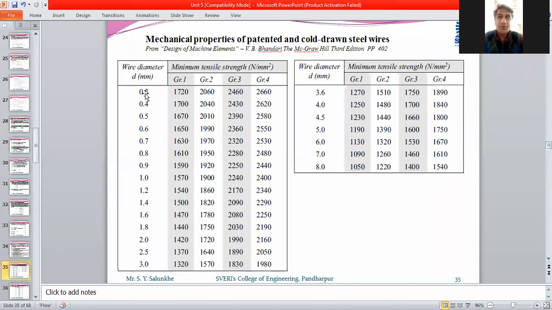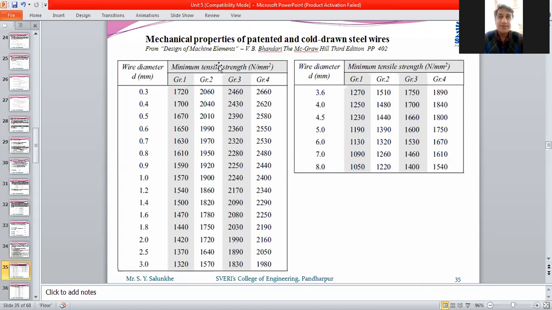Okay, so from 0.3 millimeter diameter to 8 millimeter diameter, we have used this table. Now this grade 1, grade 2, grade 3, grade 4, these are the grades of the steel which we are going to use for the spring manufacturing. Okay, this grade value depends upon how much you have alloyed other metals in that steel.